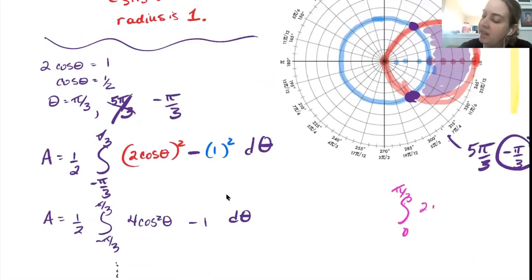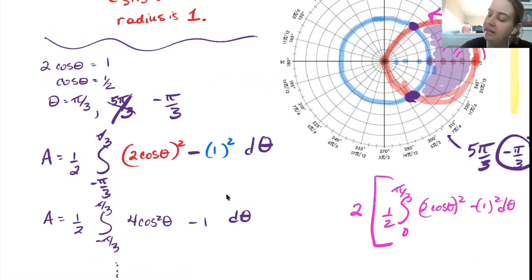2 cosine theta quantity squared minus 1 squared d theta. And this would be 1/2. So if you're only going from 0 to pi over 3, now you have to double. And conveniently, that 2 times 1/2 cancels out, which kind of works out nice. And then you have a 0 to substitute into your problem instead of a pi over 3. So just keep in mind, there's another way to look at this.